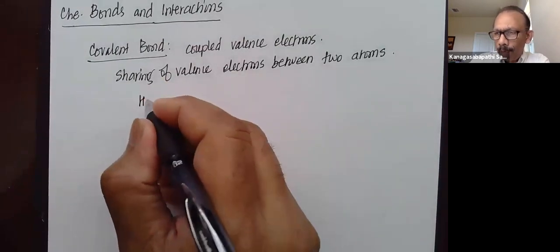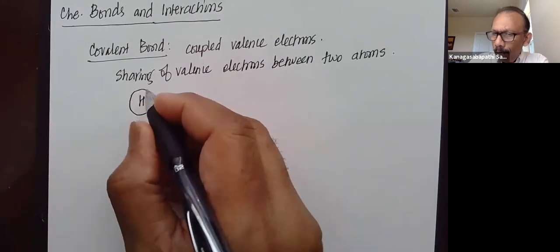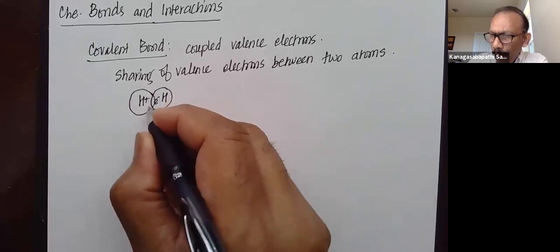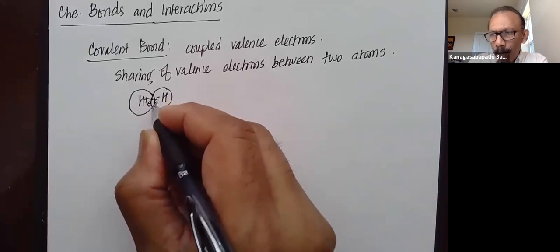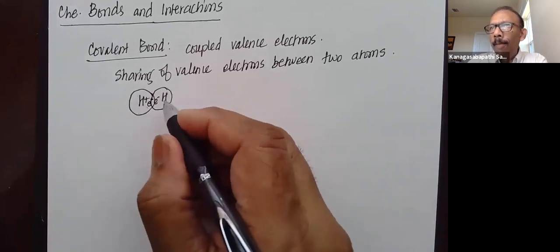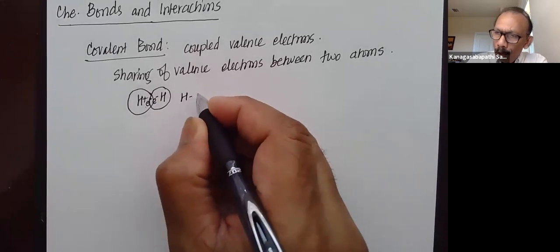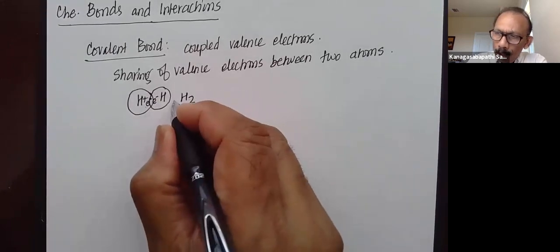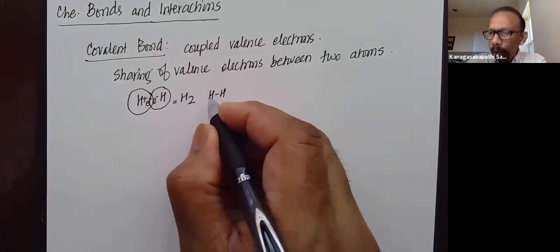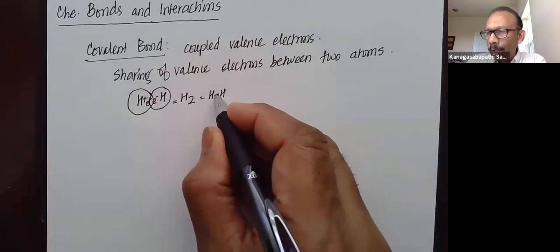Let's take an example of a hydrogen and a hydrogen. Each of them has one proton in the middle and one electron. They share this electron as a pair. This pair of electrons will spin around both of them, completing their valence shell, creating this H2 molecule. And you can also write it like this. This is how you show the covalent bond.